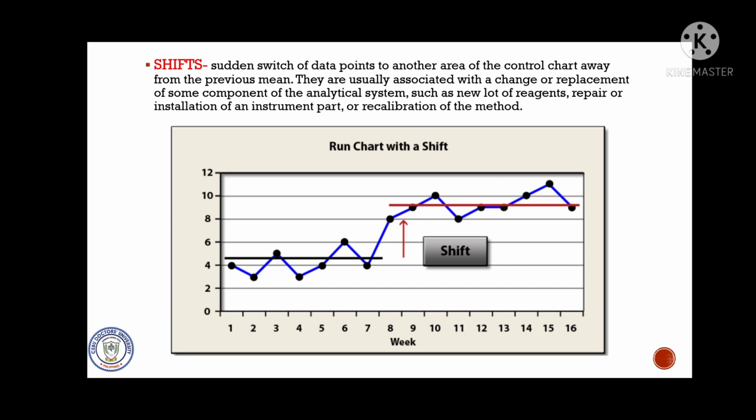And when we say shifts, these are sudden switches of data points to another area of the control chart away from the previous mean. They are usually associated with change or replacement of some component of the analytical system, such as a new lot of reagents, because we need to run another control for this new lot of reagent, repair or installation of an instrument part, or recalibration of the method. By the way, class, shifts are not necessarily bad and may reflect only some action taken to correct a problem previously noted.